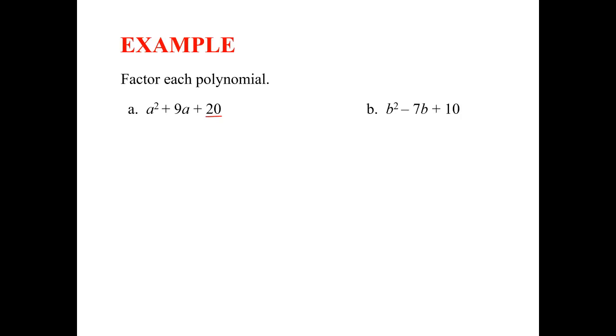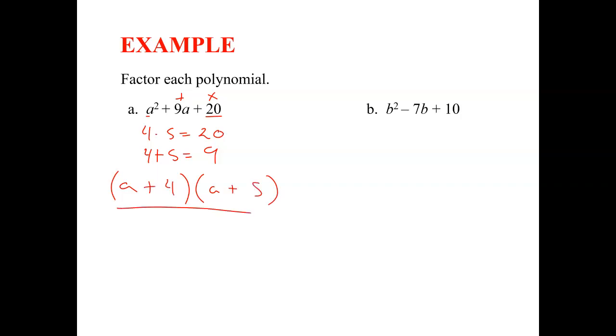I need two numbers that multiply to give me 20, but they add to give me 9. 4 and 5. Okay? 4 times 5 gives me 20. 4 plus 5 gives me 9. That's what I'm looking for. Again, our pattern is variable. In this case, our variable is A. And it's going to be plus or minus, depending on the sign of the number. Since they're both positive, it's both plus. Easy peasy, right? Numbers that multiply to C but add to B.